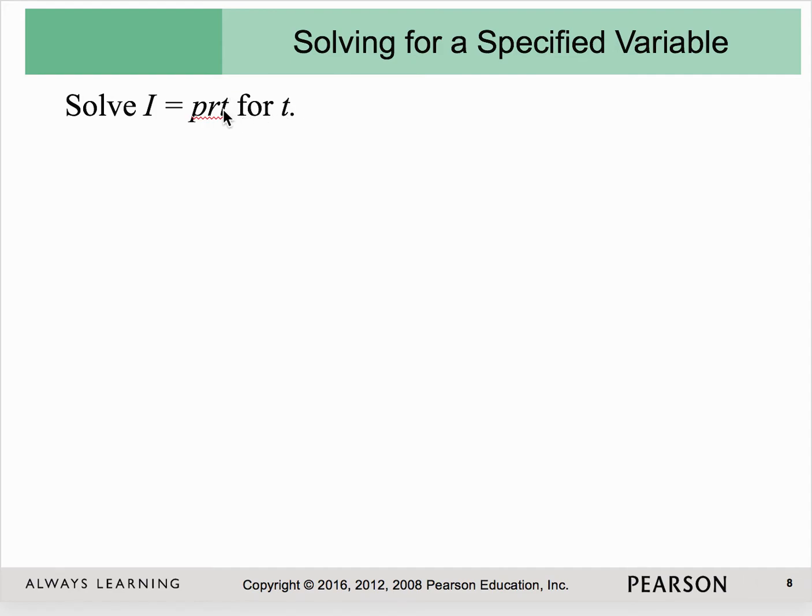So finally, undo anything being multiplied by the t. Oh, okay, t is being multiplied by PR. So I undo multiplication by division. I just have to do the same thing on both sides. That means this will cancel and this will cancel, and that t is all by itself. And once you have t all by itself, you have solved it for that variable.